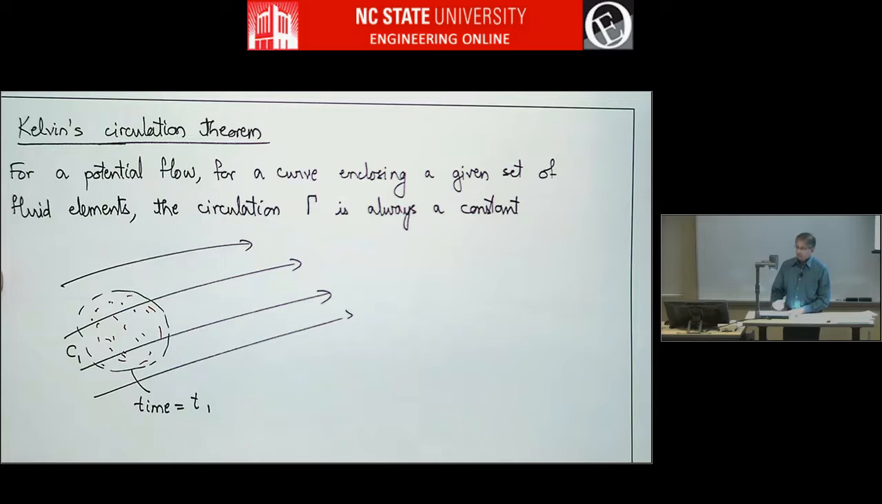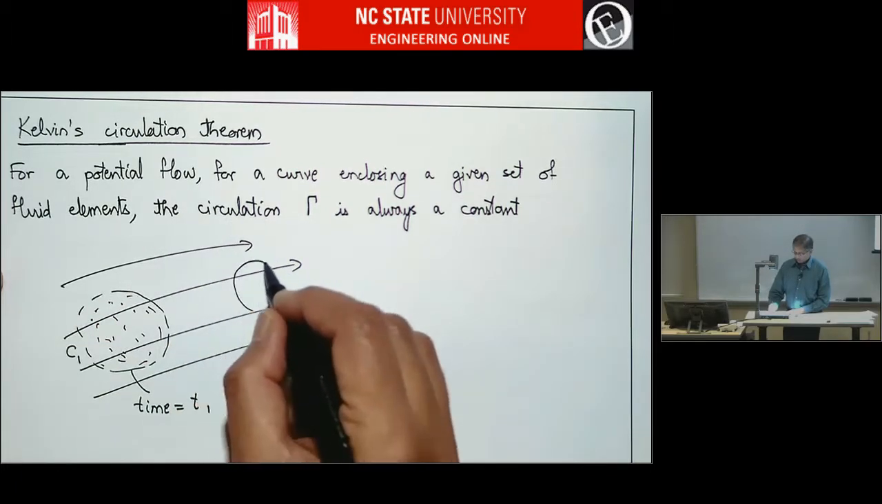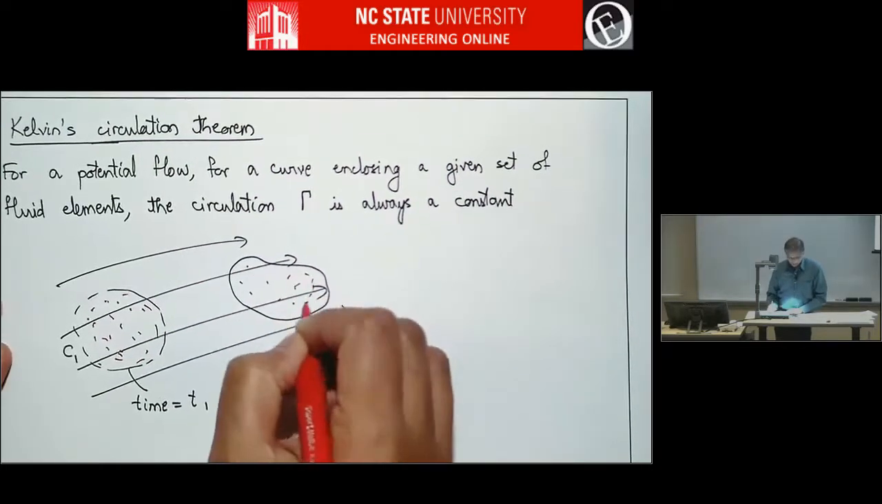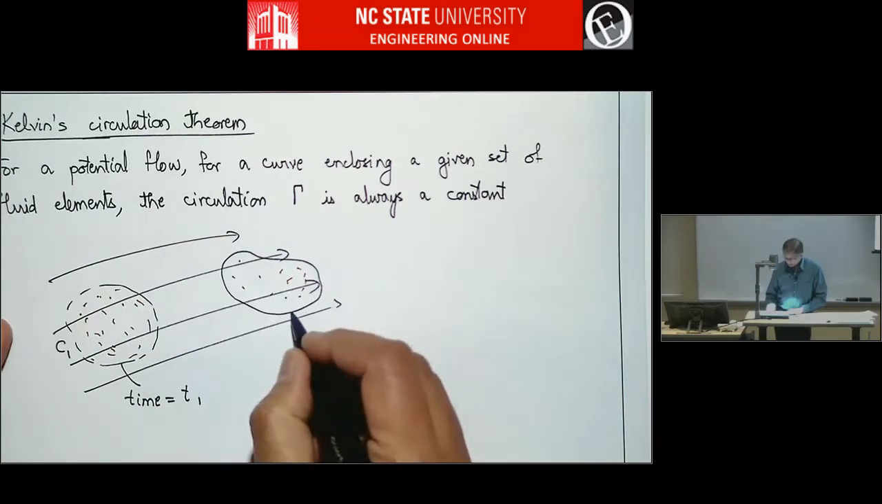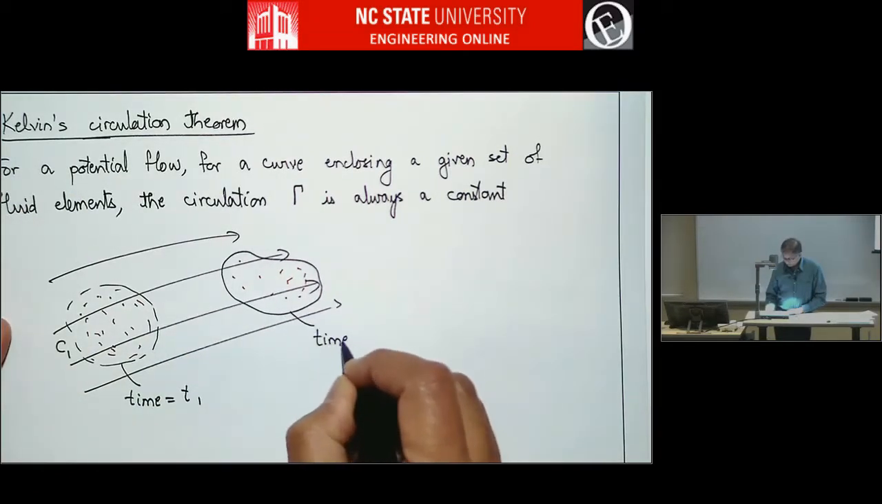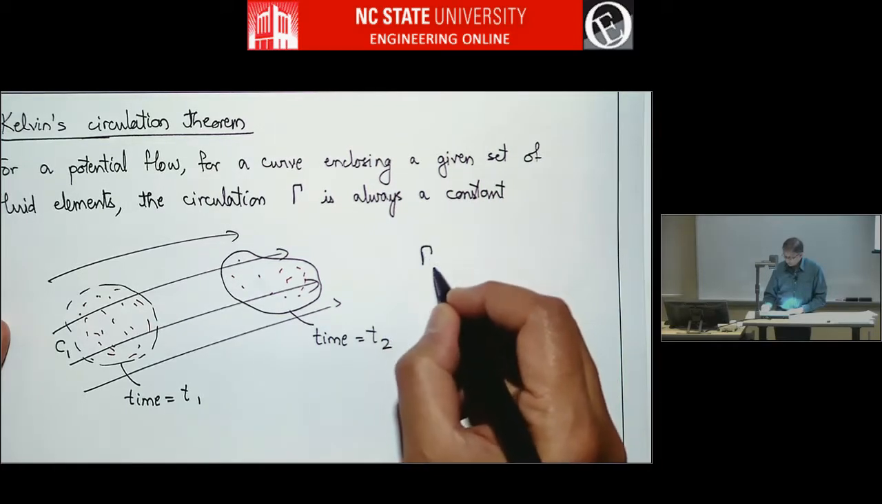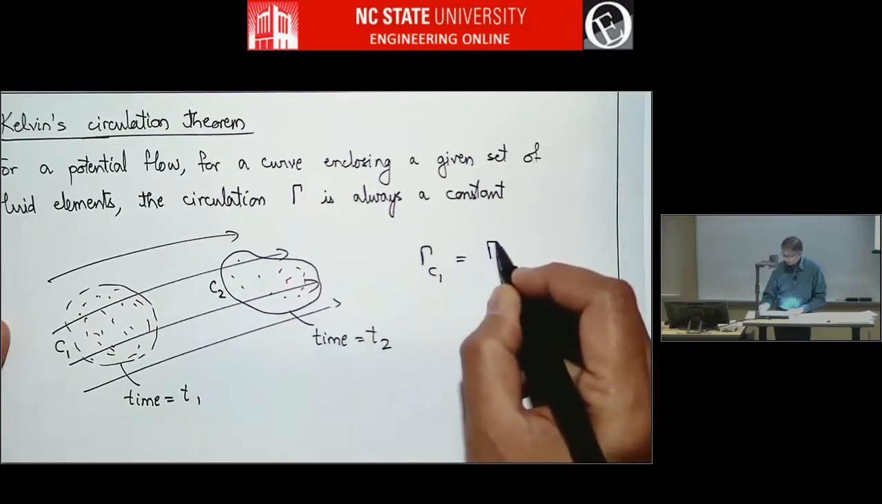Right? After some time, let's say this bunch of particles moves here and it's some other contour. This fluid is a deforming thing, so it won't be the same shape. So let's say it's some other shape. And these are the same fluid particles. And so Kelvin's theorem states that the circulation is the same. So Kelvin's theorem says that gamma for C1 equals gamma for C2.